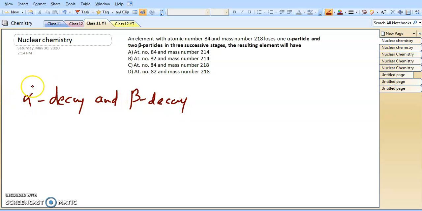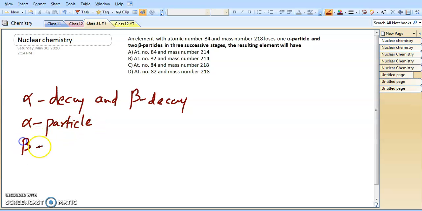For that you also need to understand what you mean by alpha particle and what you mean by beta particle. What is an alpha particle? Somewhere it is mentioned that when helium atoms leave the surface of an atom, it is known as alpha decay. These helium atoms, sometimes positively charged helium ions, are also known as alpha particles, where the atomic number is 2 and the mass is 4. That is for the helium atom.